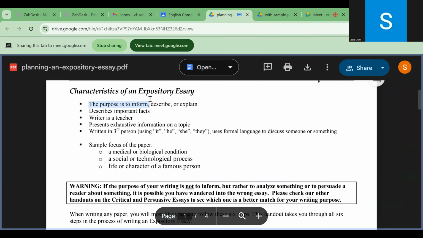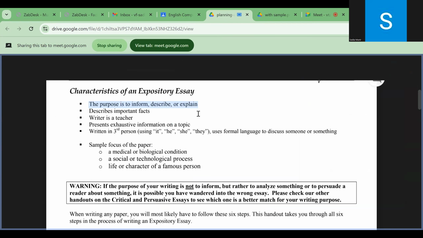Okay, so the purpose is to inform, describe, explain. The basic purpose of an expository essay is this, and then definitely facts are incorporated. The writer is more likely to behave or act like a teacher because the purpose is to describe, explain, or inform. It presents exhaustive information on a topic, which means it's detailed, and it is definitely written in third person. Remember, I, me, my, myself, we, this kind of personal pronoun or second person pronoun will not be used; third person pronouns will be used. That will make it formal.